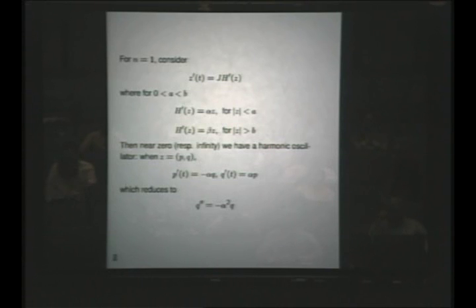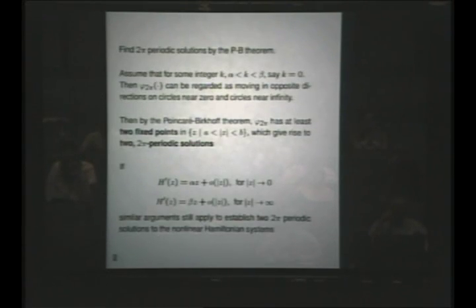Now we want to find periodic solutions using the Poincaré-Birkhoff theorem. Assume alpha and beta are such that they are not both multiples of the same number k. Then these two flows can be regarded as moving in opposite directions. On the circles near 0, with alpha negative, the solution near 0 rotates clockwise, and then solutions far away, in terms of beta, rotate counterclockwise. This is the twisting condition in the Poincaré-Birkhoff theorem. This twist map has two fixed points in the annulus, which give two periodic solutions. There are two solutions in there.